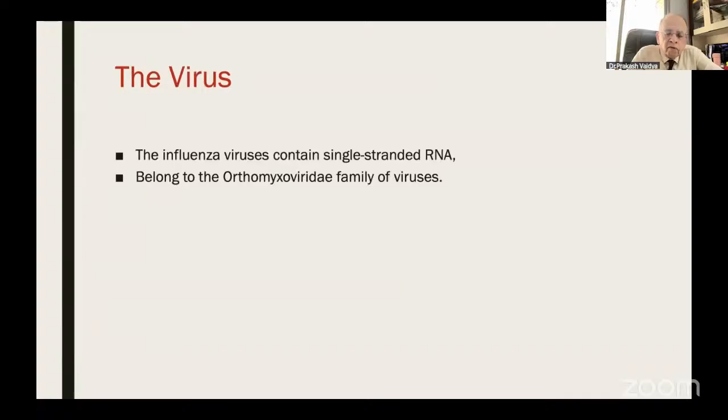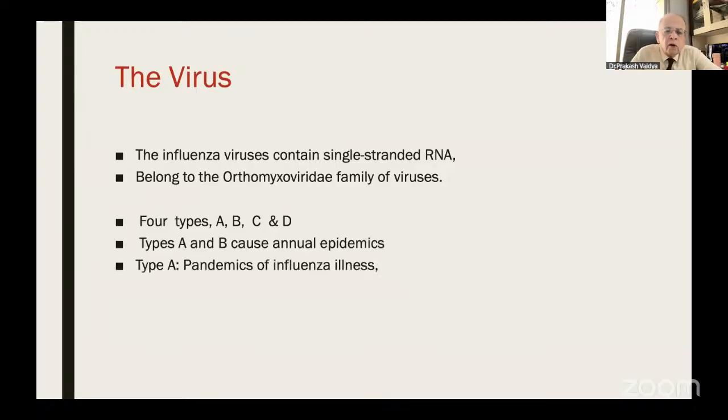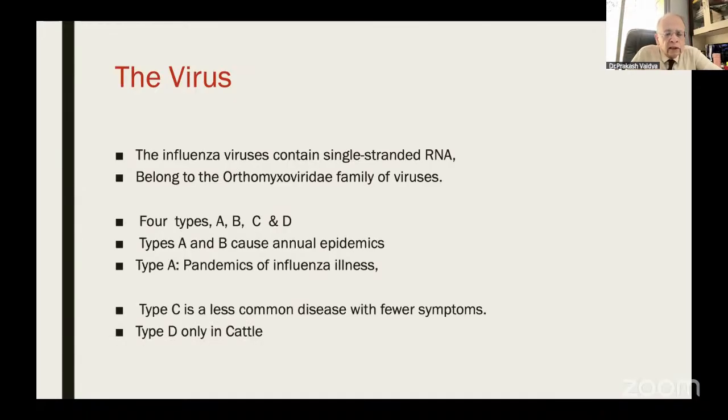And the virus, as we all know, is a single-stranded RNA virus of the Orthomyxoviridae family. And there are 4 types of flu viruses, A, B, C, and D, of which types A and B cause annual epidemics. Type A also is known to cause severe pandemics. But type C is less common, with hardly any symptoms, and type D occurs only in cattle. So our focus of interest is the virus type A and type B.